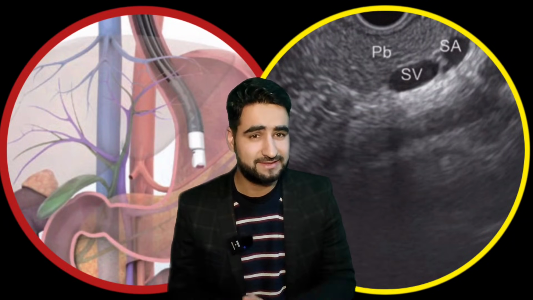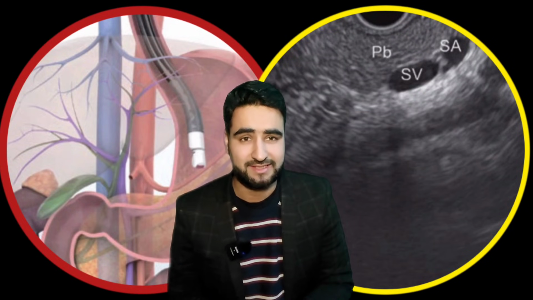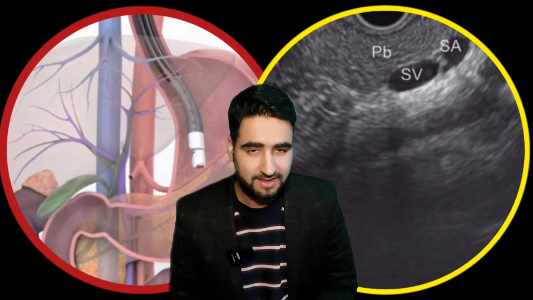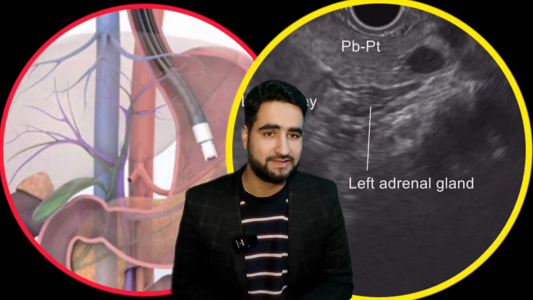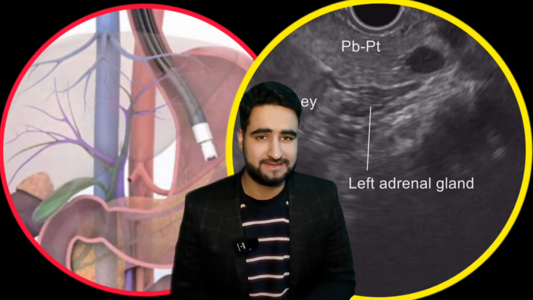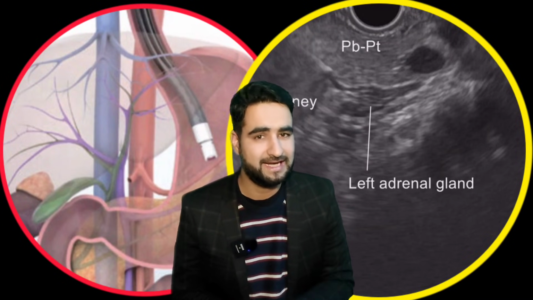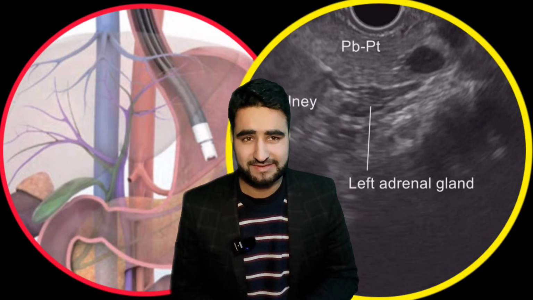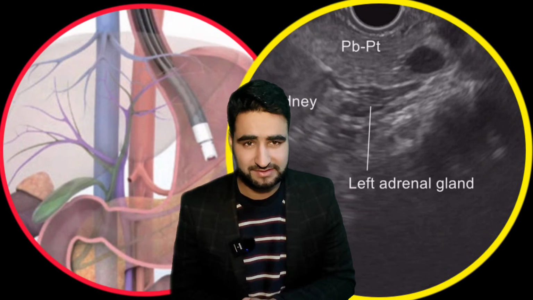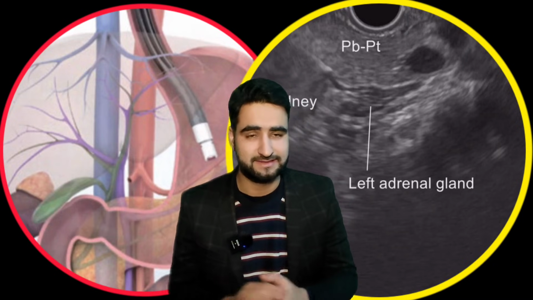The splenic artery typically shows a pulsatile waveform, while the splenic vein shows continuous flow. Now continue rotating clockwise following the pancreas as far as the tail. What you will typically see: the tail of the pancreas extending towards the splenic hilum, the left kidney imaged on the distal side of the transducer. Sometimes left adrenal gland may also be visible in this region.